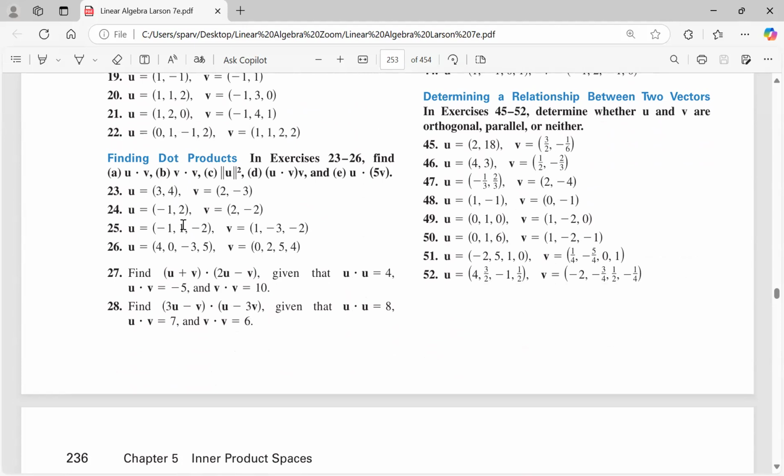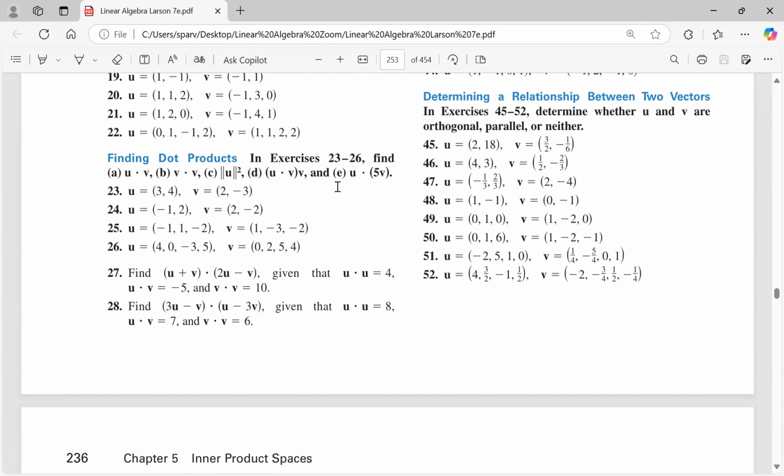Let's see if this one, finding dot products. We could do this one. This won't take long. Let's take a look at number 26. In number 26, we have vector u is 4, 0, negative 3, 5. And vector v, I'm writing these in my notepad here, is 0, 2, 5, and 4.